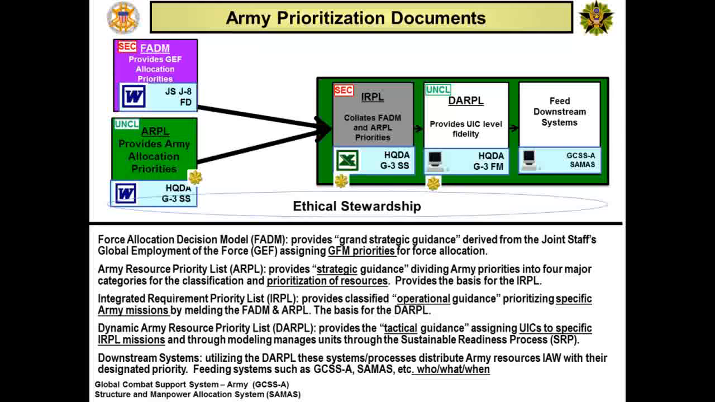And then you have the Dynamic Army Resource Priority List, the DARPL, which is the tactical level guidance that assigns those UICs, those units, those resources to the IRPL missions. All these resource prioritization documents also inform downstream systems like GCSSA and SAMUS, which give you the who, what, and when. So if a unit has a higher priority based on its mission from the ARPL and the IRPL, that will be reflected in GCSSA and SAMUS.